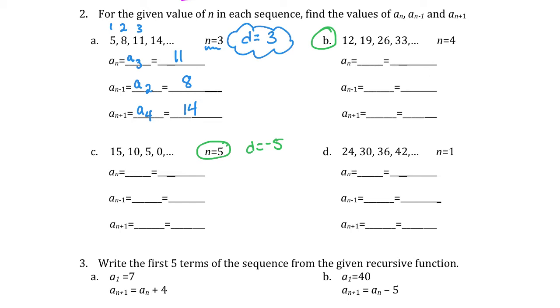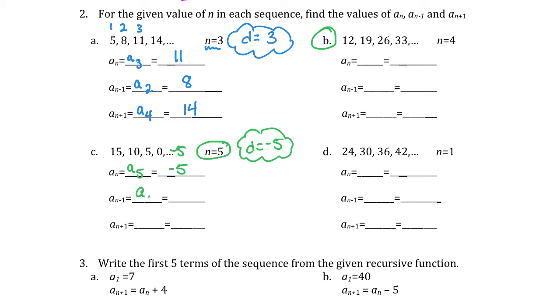And so a of n would be, it says n is 5, so that's my fifth term. Okay, this is why I need d. I don't have a fifth term here. So 0 plus -5 would give me -5. So my fifth term is -5.